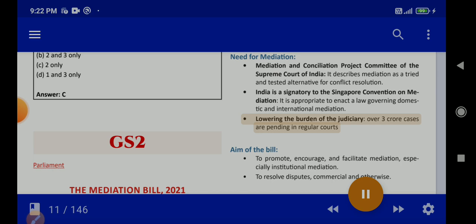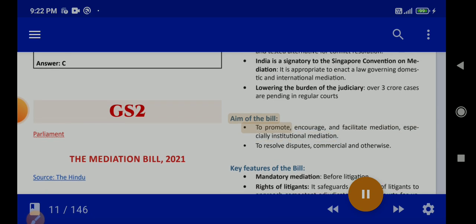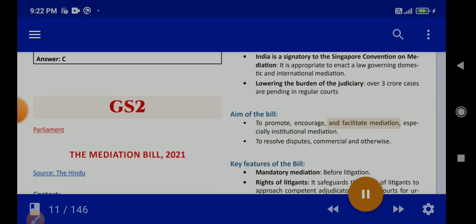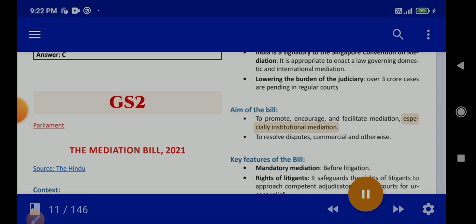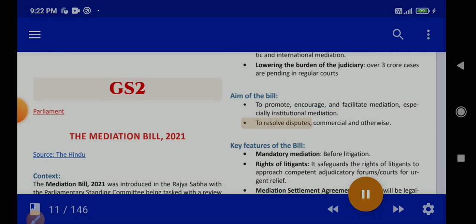Over 3 crore cases are pending in regular courts. Aim of the bill: to promote, encourage, and facilitate mediation, especially institutional mediation, to resolve disputes, commercial and otherwise.